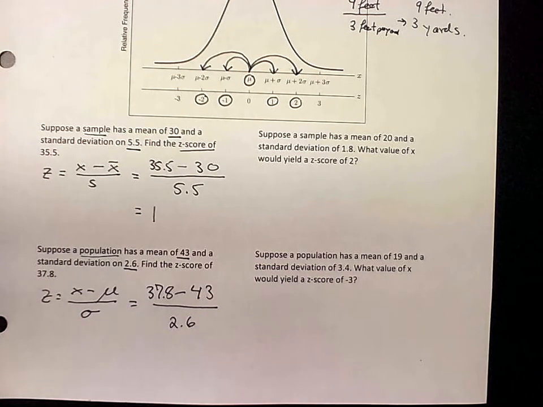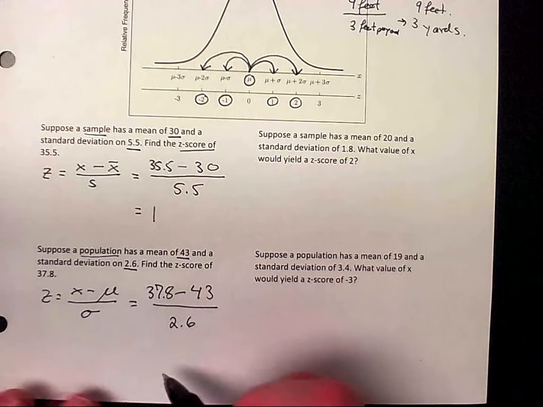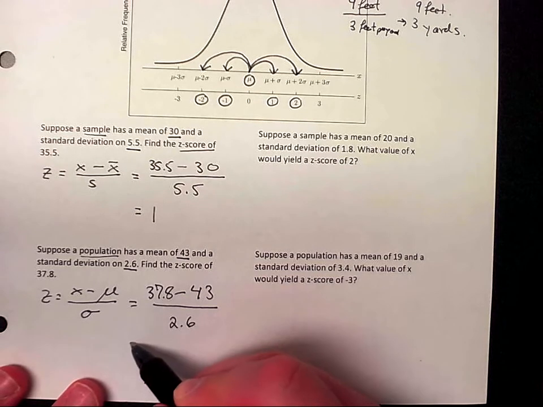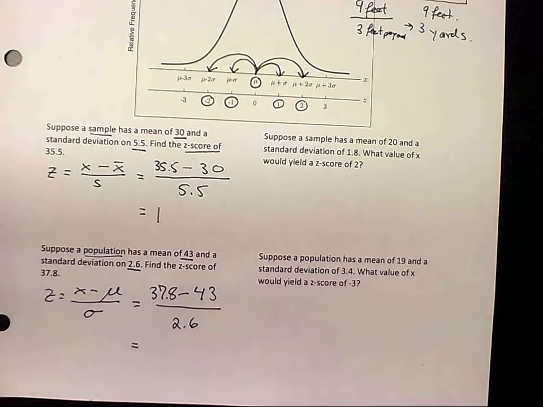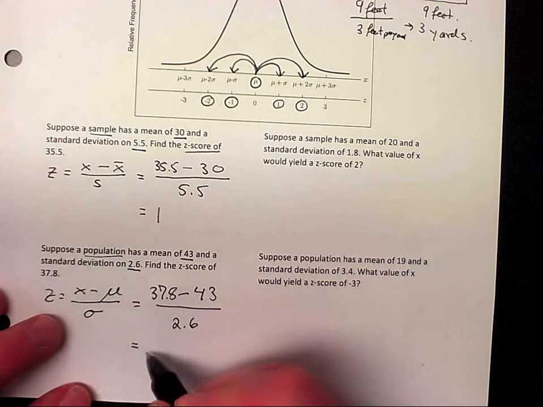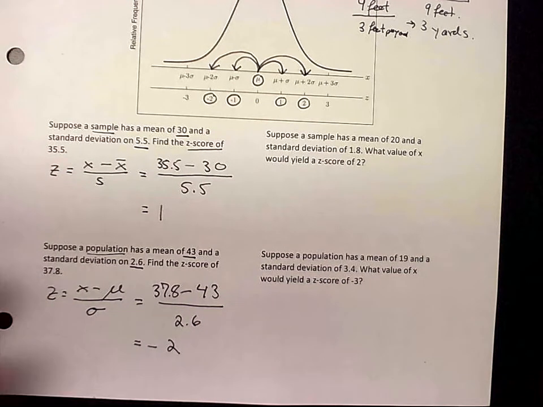Everybody good with this setup? Then in the numerator we're going to get negative 5.2, and negative 5.2 divided by 2.6 is equal to negative 2. So we calculated a z-score of negative 2. Say that again differently in the context of this problem. 2 deviations below. Awesome. 37 is 2 standard deviations below the mean. Everybody good with that?